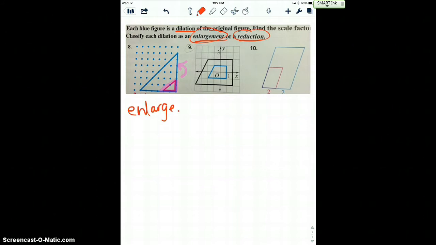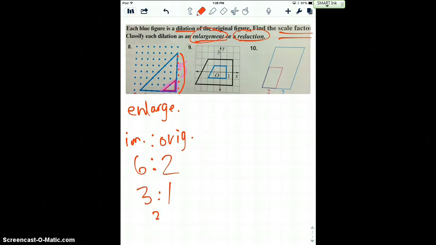Okay, and then I need the scale factor. And scale factor is going to be the image versus the original length. So let's go to the image length. So let's just say I take this side here in the original. It's 1, 2, 3, 4, 5, 6. My image, 6 units. And the original was 2. So if I reduce that, it's 3 to 1, or a scale factor of 3. An enlargement by a scale factor of 3.